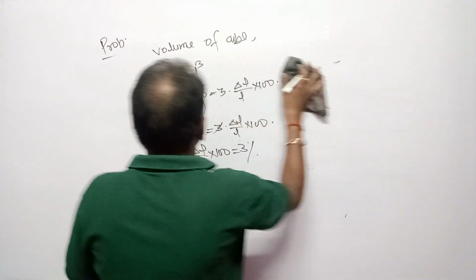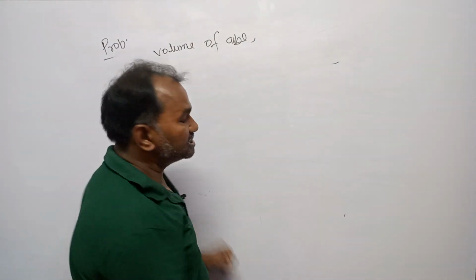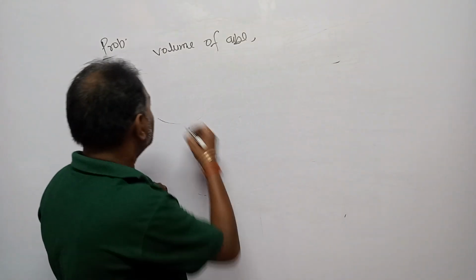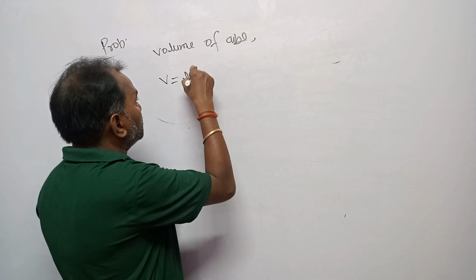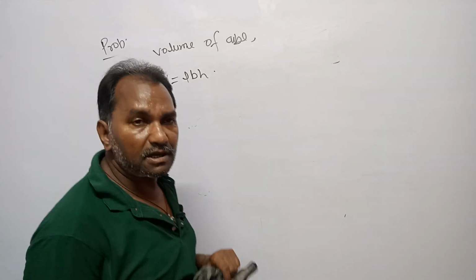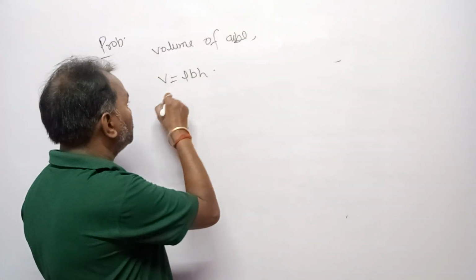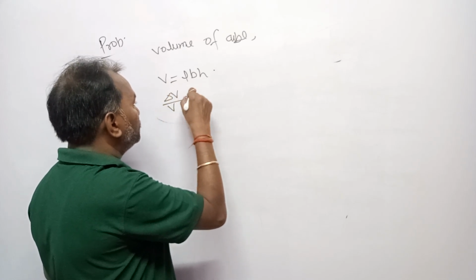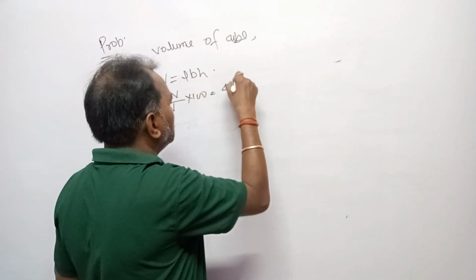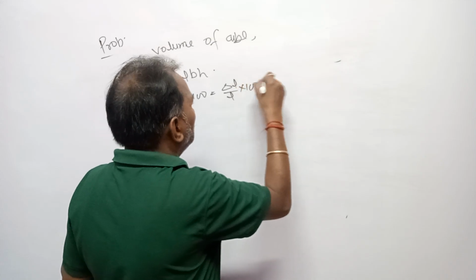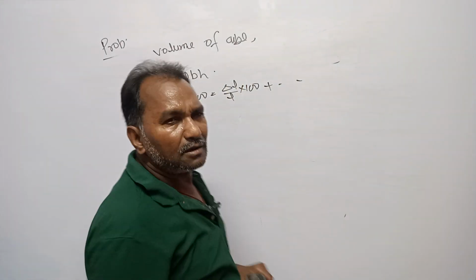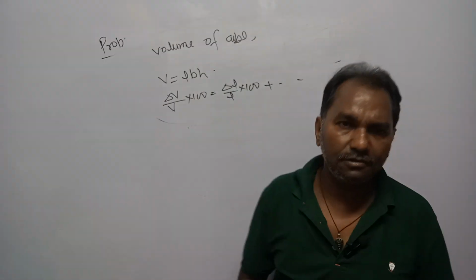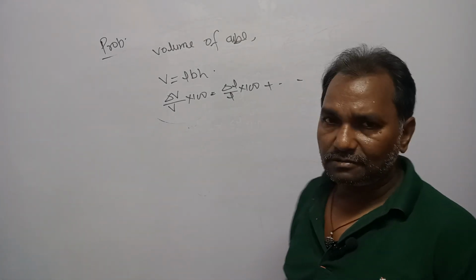Similarly, let it be a cuboid instead of a cube. Then the volume you can write as L B H. So the possible percentage error in the volume will be delta V upon V into 100 is equal to delta L upon L into 100 plus delta B upon B into 100 plus delta H upon H into 100, and you can solve it this way.